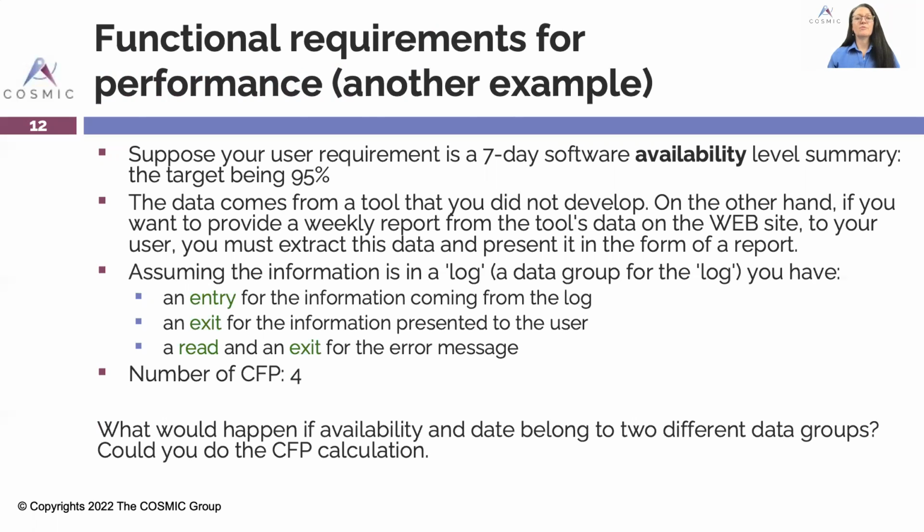What would happen if availability and date belong to two different data groups? Could you do the CFP calculation? Well, having not much details, it's difficult. However, what we know is it will be at least one more COSMIC function point.